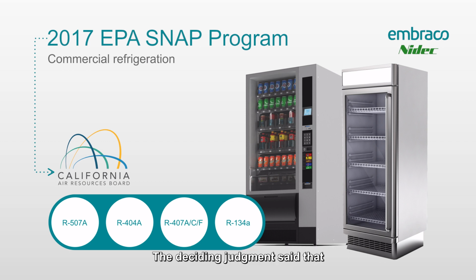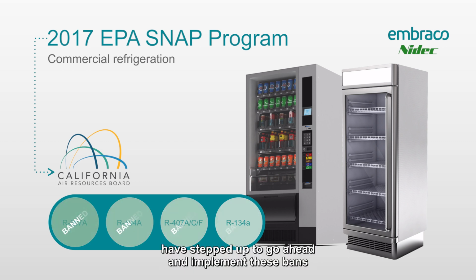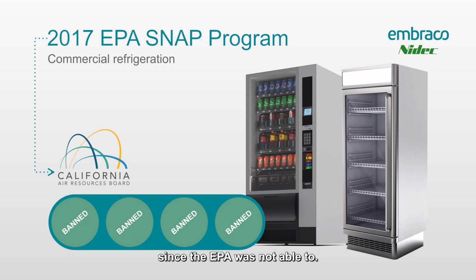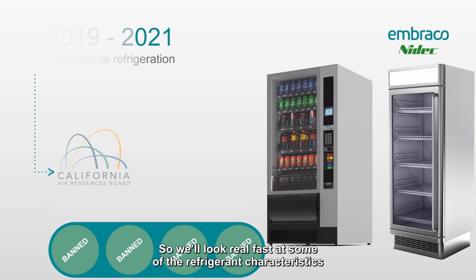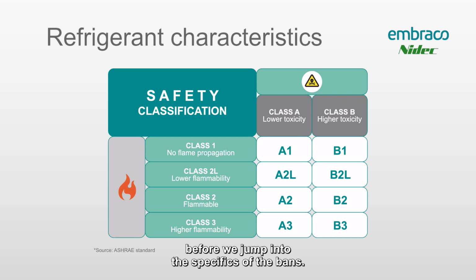The deciding judgment said that the SNAP program could only be used to bring new gases into this industry and not to deregulate current gases. What ended up happening is some states like California and Washington, and even full countries like Canada, have stepped up to go ahead and implement these bans since the EPA was not able to. So we'll look real fast at some of the refrigerant characteristics before we jump into the specifics of the bans.